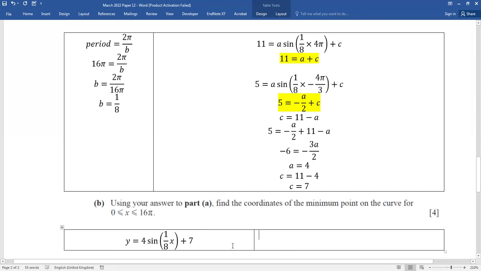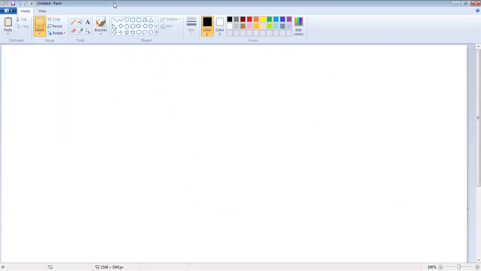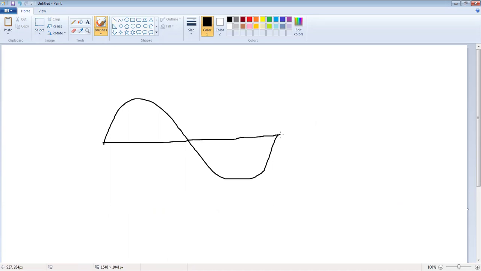So just by visualizing this, I'll show you. You can see the screen. I already know this is the curve of sine. The period is 16 pi. I'm not even sketching it, but this is something that will come with practice. 16 pi is the period. 7 is acting as the x-axis. And 4 is my amplitude. Is that right? Yes, sir.